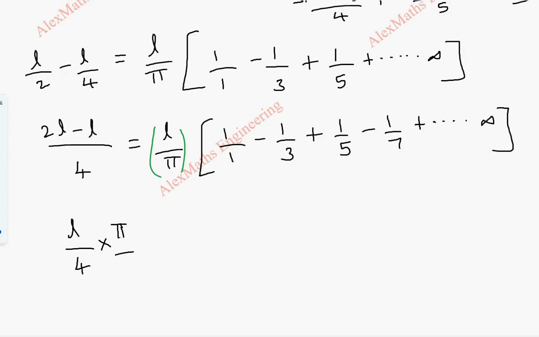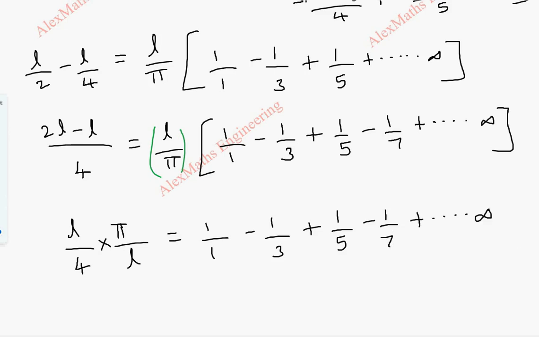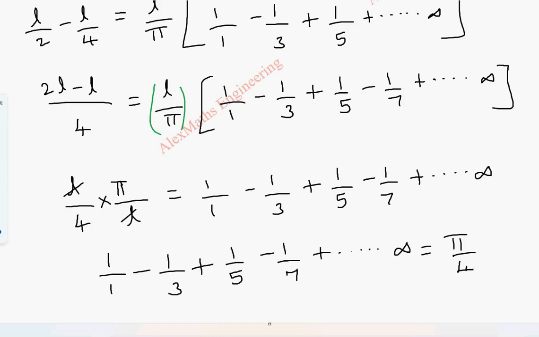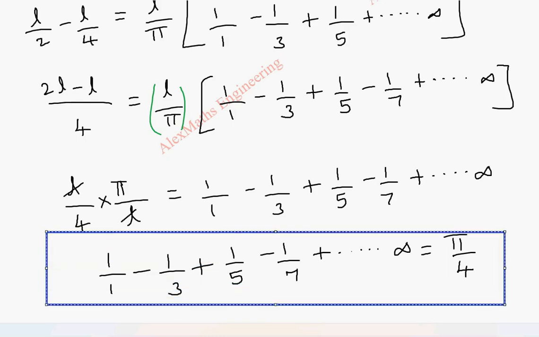And this L by 4 we shall take to the other side as a product, by taking its reciprocal. So pi by L. So when I carry it here, pi goes to the numerator, L goes to the denominator. And we get as usual 1 minus 1 by 3 plus 1 by 5 minus 1 by 7 plus dot dot dot infinity. So finally, after cancelling this, we get 1 by 1 minus 1 by 3 plus 1 by 5 minus 1 by 7 plus dot dot dot till infinity, which is pi by 4. So we got the summation value here.